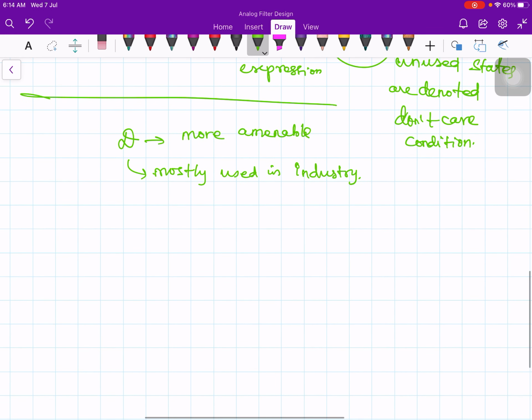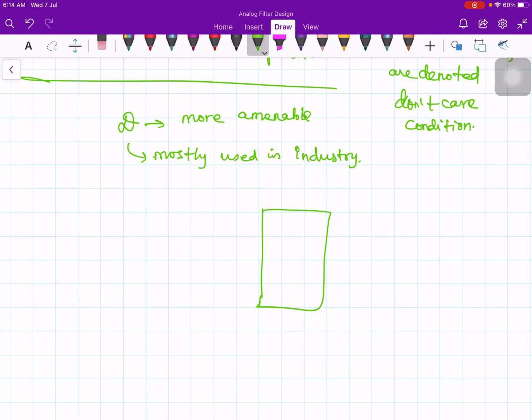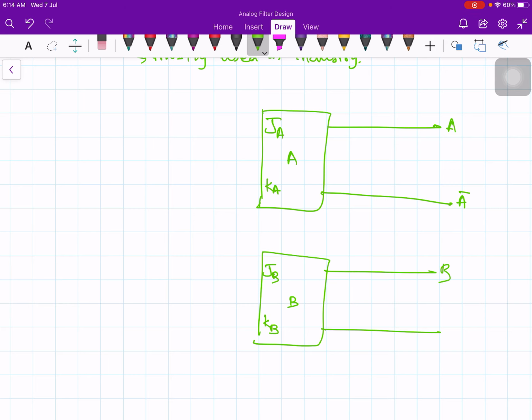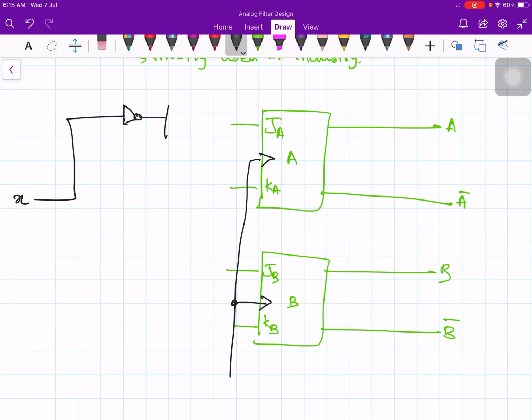Now let us construct the circuit. So you have two flip-flops, this is the A flip-flop and this is the B flip-flop. The inputs are JA, KA, JB, KB, and the outputs are A, A bar, B, B bar, and then this is the clock. Now what is JA? JA is B X bar. You take X, put a NOT gate and then an AND gate with B. So JA is over.